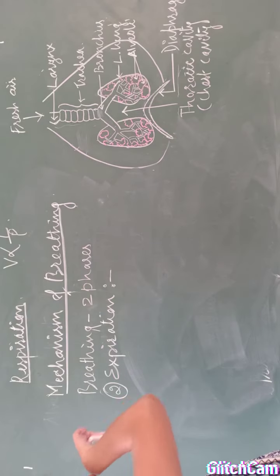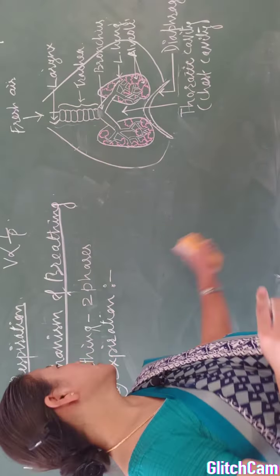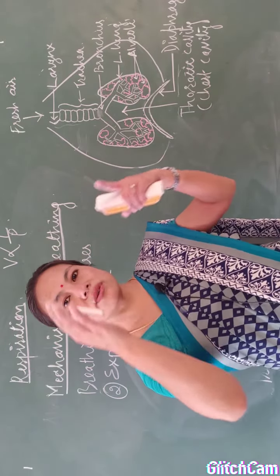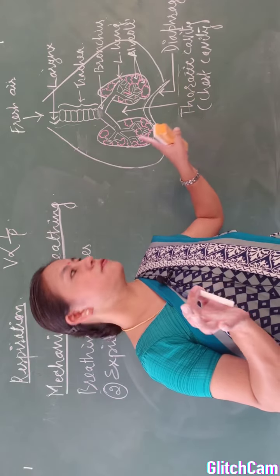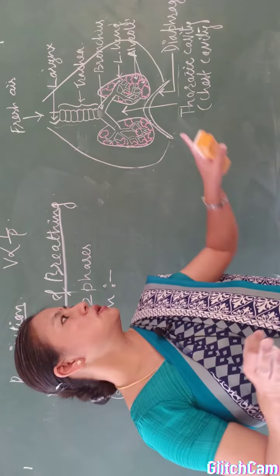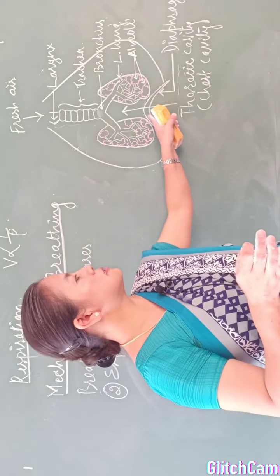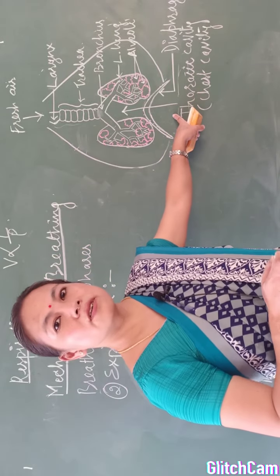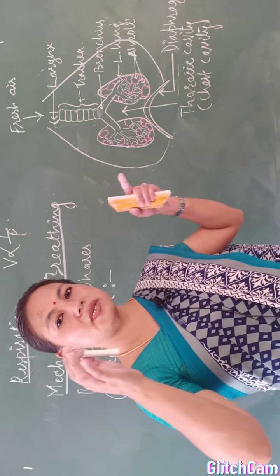Now, during expiration also we will start off with the diaphragm. Okay. During expiration, this diaphragm is in its original dome shape. See, when the diaphragm is in relaxed form, it is in its original form, which is a dome shape. When the diaphragm is in a relaxed form, the ribs will be pushed downwards, the ribs will be squeezed in.